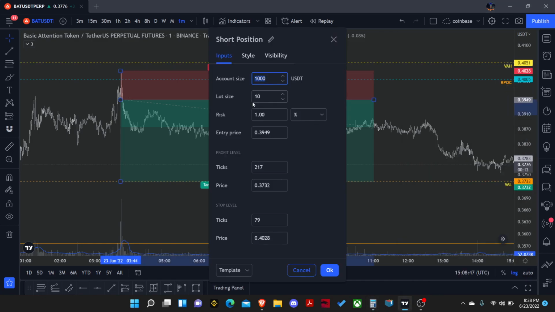You take this option here, inputs, and you put your account size here. If you are trading with $1,000, you can put it here. If you are trading with $10,000, you can put that there. So for the simplicity of mathematics, I'm just putting $1,000 here, and the lot size means what leverage you are using for that particular trade.